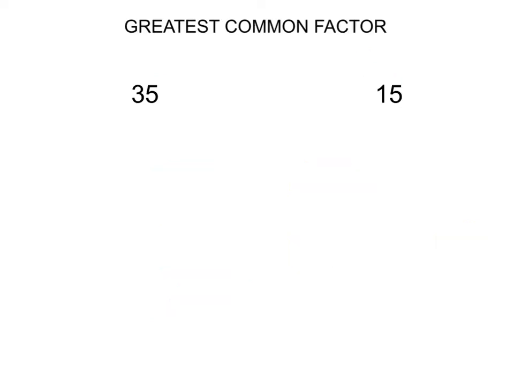Sometimes you'll be asked to find the greatest common factor. This means that you're going to need to find the factors for your two different numbers and then see which of the numbers are the same between the two sets and circle the greatest one. So let's do that. I'm going to find the factors of 35 and 15 really quickly. And then we're going to find the common ones.